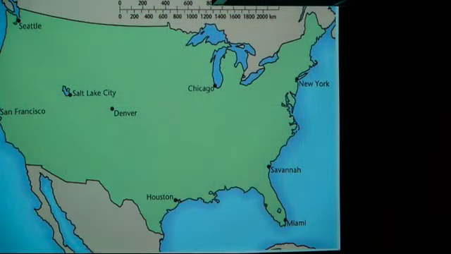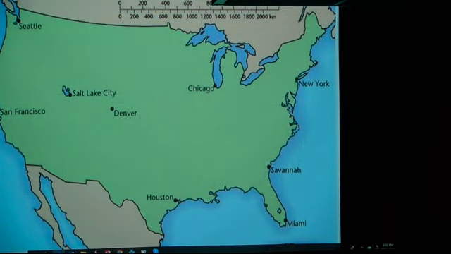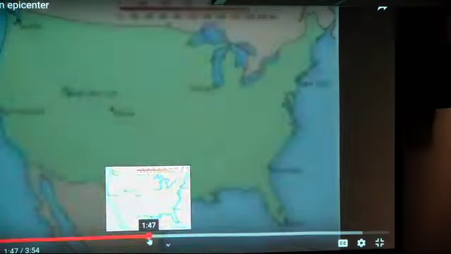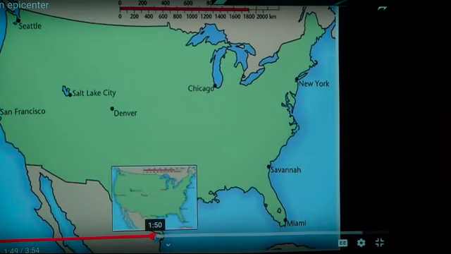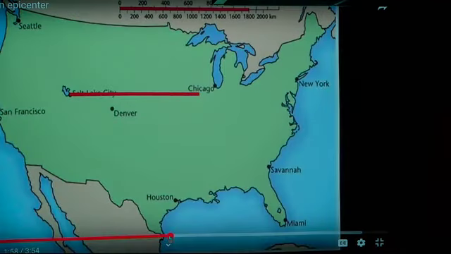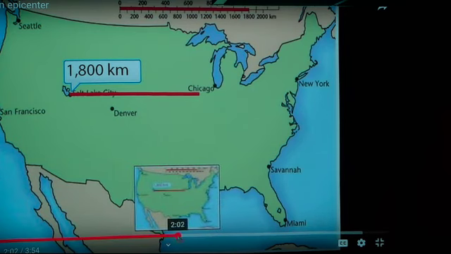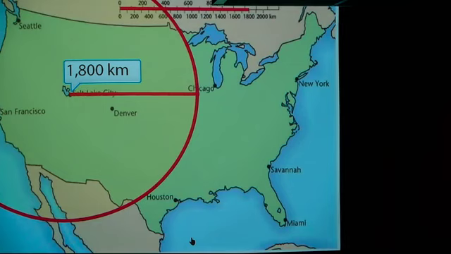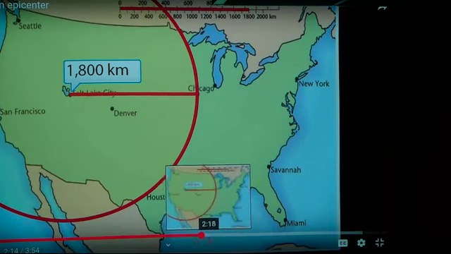So I go to my map right here. Now, if you look right up here at the top of the map, there's a scale. I'm going to measure out 1,000. All right, and he's going to draw a circle. There's the one, 1,800 kilometers. I've labeled it 1,800. Now, anywhere on that circle, somewhere around there is the epicenter of the earthquake. All right. We don't know where.